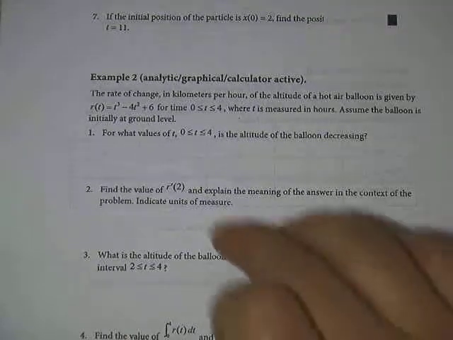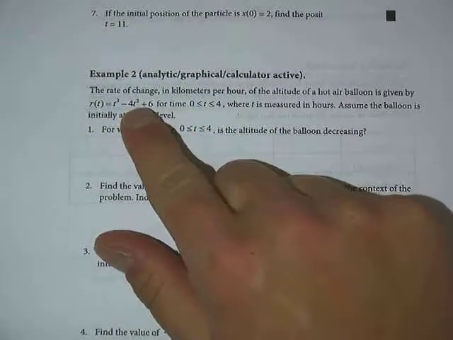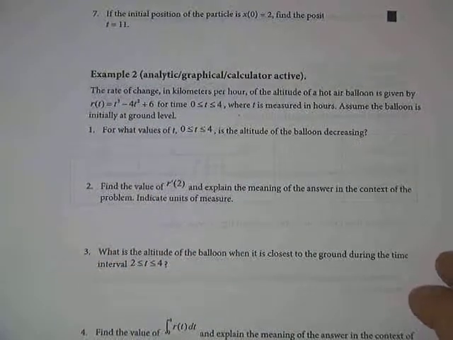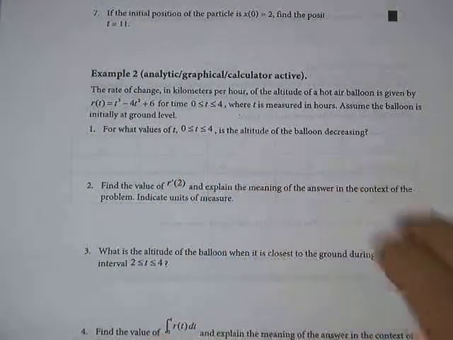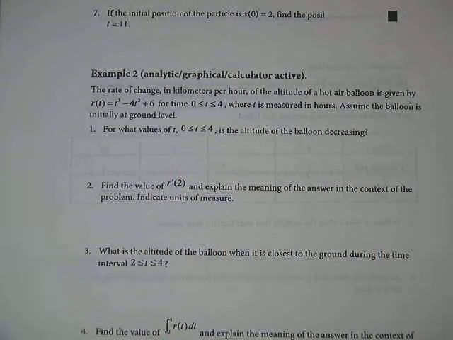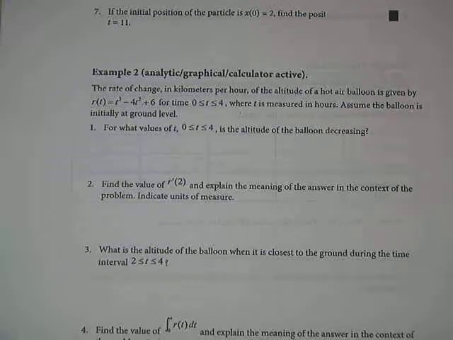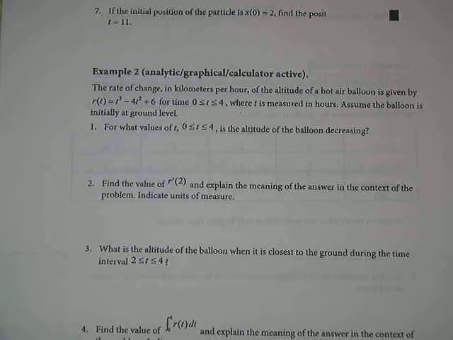All right, next one we have an analytical one. We need a calculator here. So we have a hot air balloon here. We're given a function, and for what values between 0 and 4 is the altitude of the balloon decreasing? Keeping in mind this is essentially motion on a y axis. And actually this gives us the rate of change, I should say. This isn't the position, so this is the rate of change here, and it's measured in kilometers per hour. So ultimately we want to know when the altitude of the balloon is decreasing.